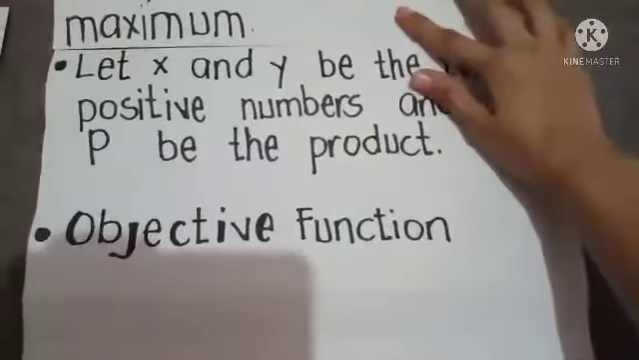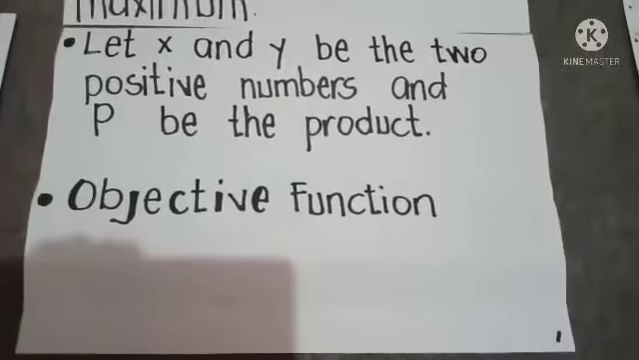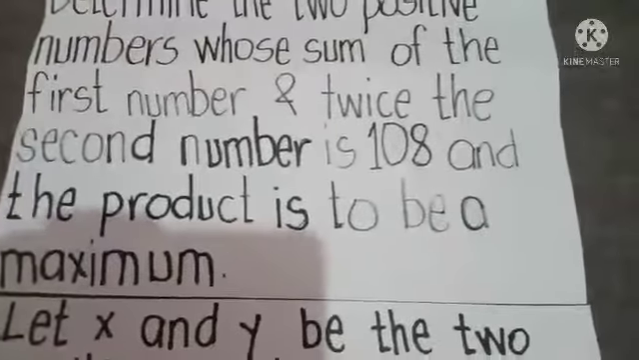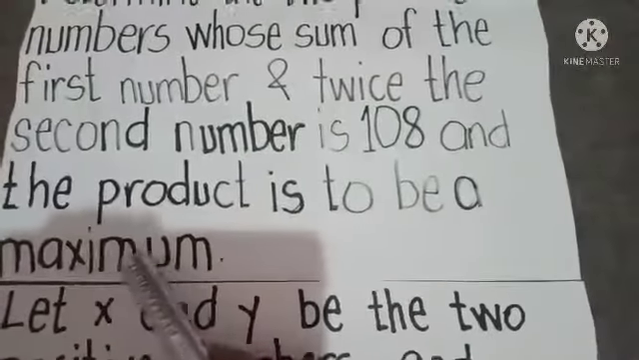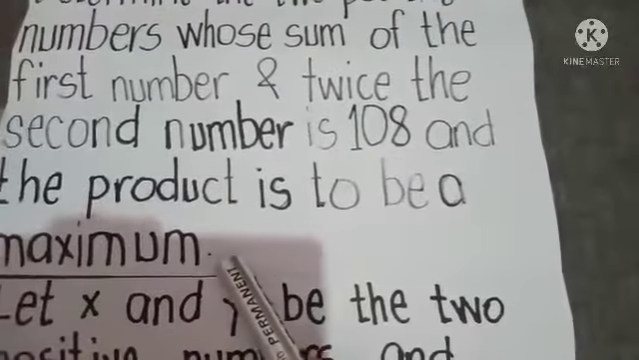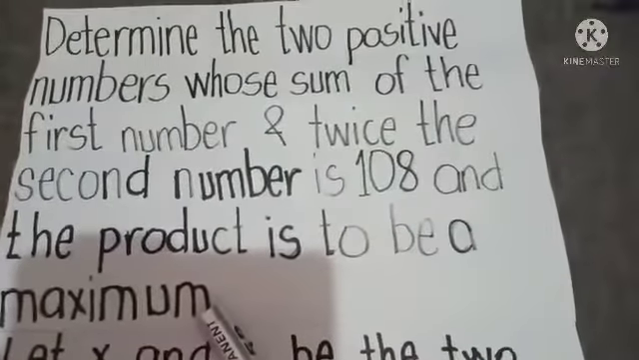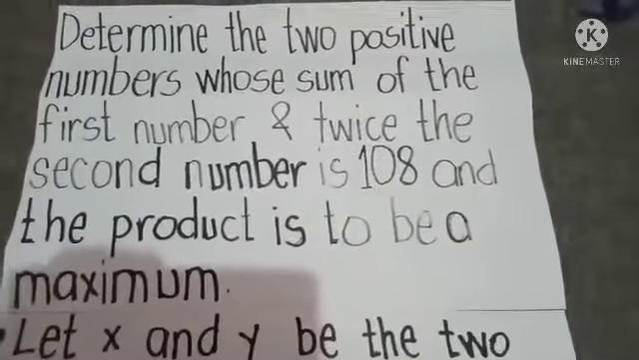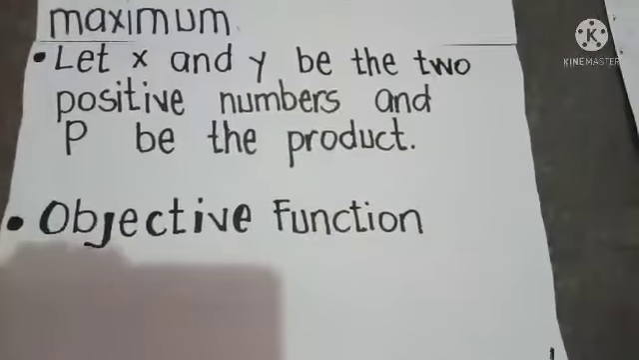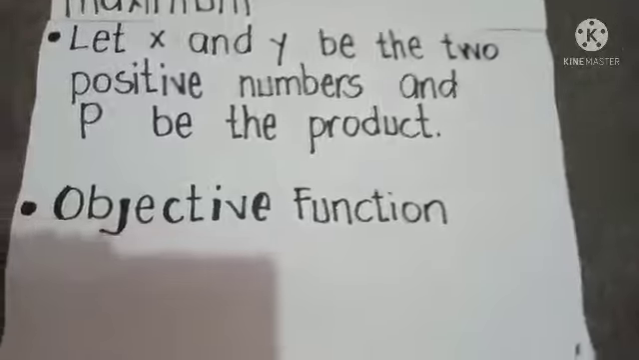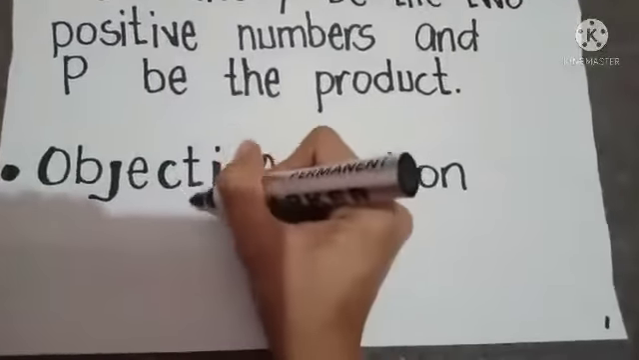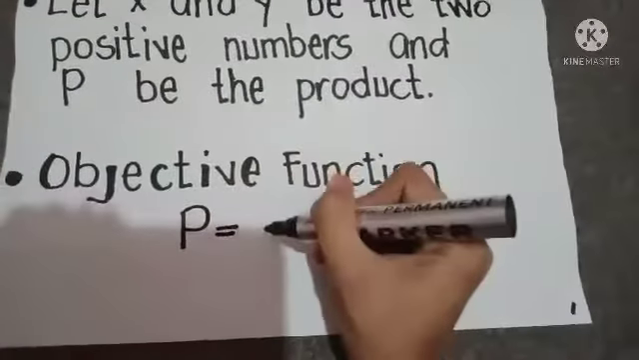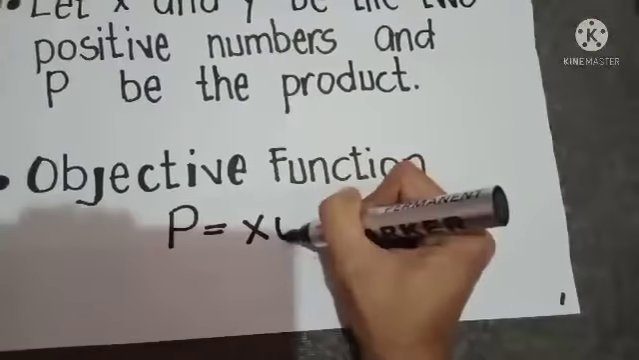Then we need to identify the objective function. Based on the problem, we have to maximize the product of the two positive numbers. So, the objective function must represent the product of x and y. So, we obtain p equals x times y.